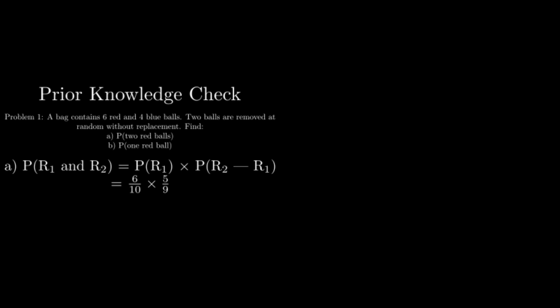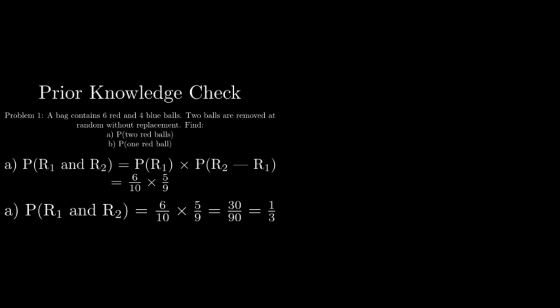Let's tackle part A. The probability of the first ball being red is 6 out of 10. Since we don't replace the first ball, for the second draw there are only 9 balls left, and only 5 of them are red. So the probability of the second ball being red, given the first was red, is 5 out of 9. We multiply these probabilities together. 6/10 times 5/9 is 30 over 90, which simplifies to 1/3. So the probability of drawing 2 red balls is 1/3.